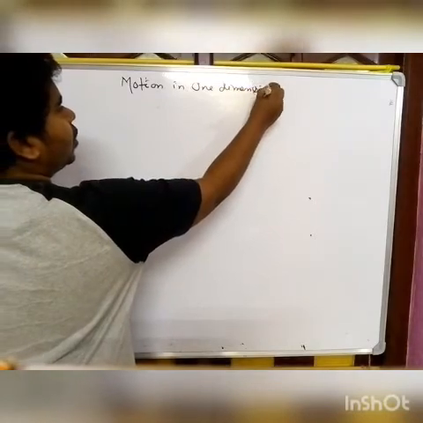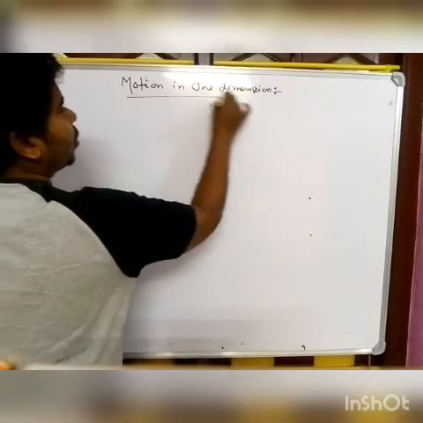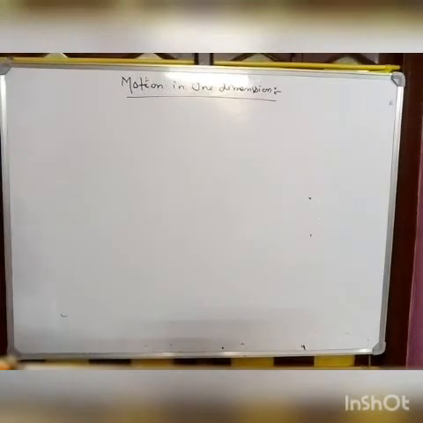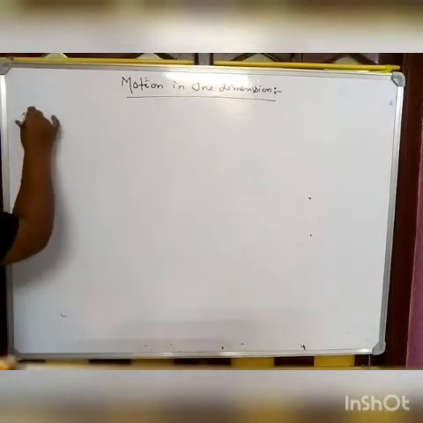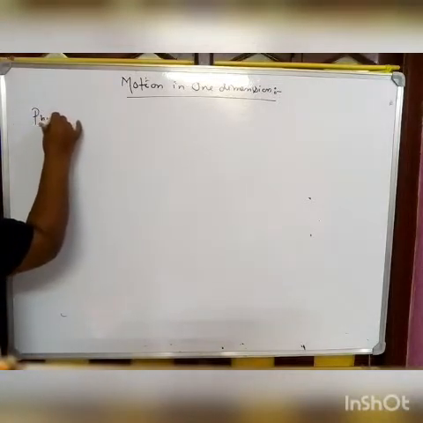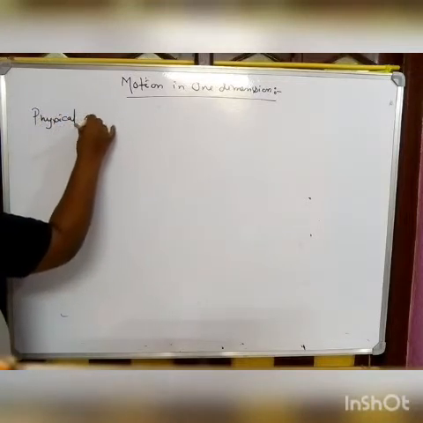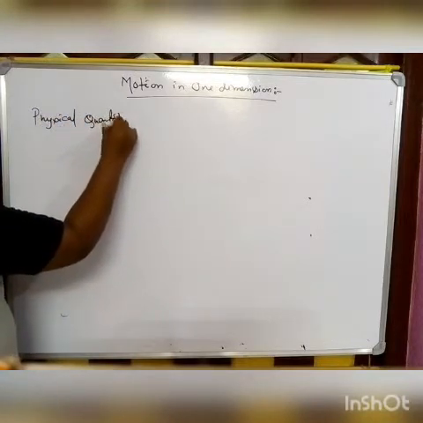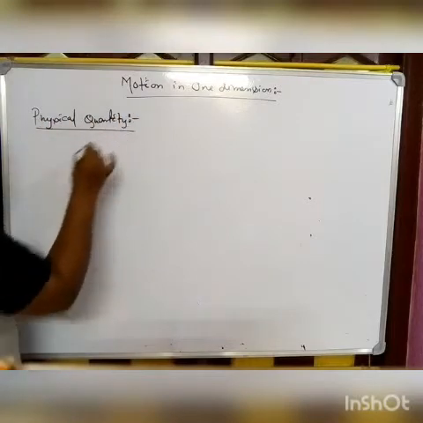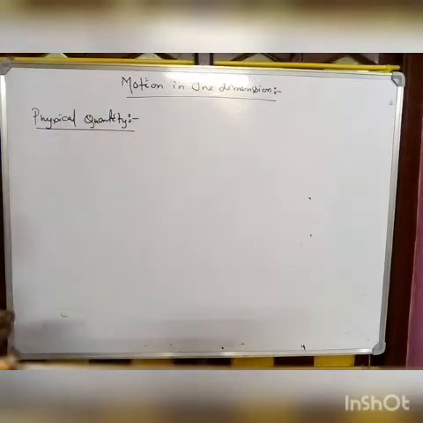Before starting motion in one dimension, we'll discuss a little about physical quantities and the types of physical quantities. Then we'll go for this chapter. So first, what is a physical quantity? We know that anything which can be measured is known as a physical quantity. Anything around ourselves that can be measured, directly or indirectly, can be known as a physical quantity.